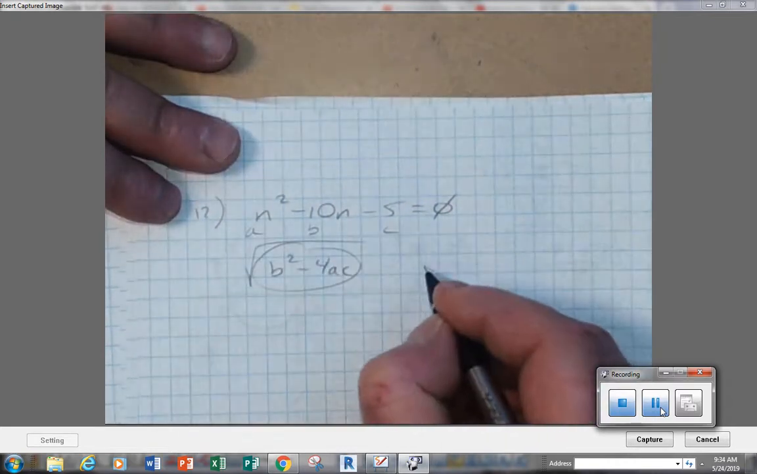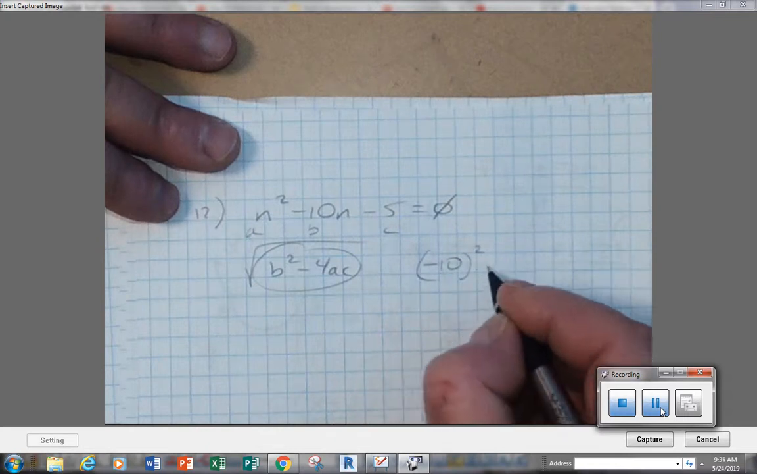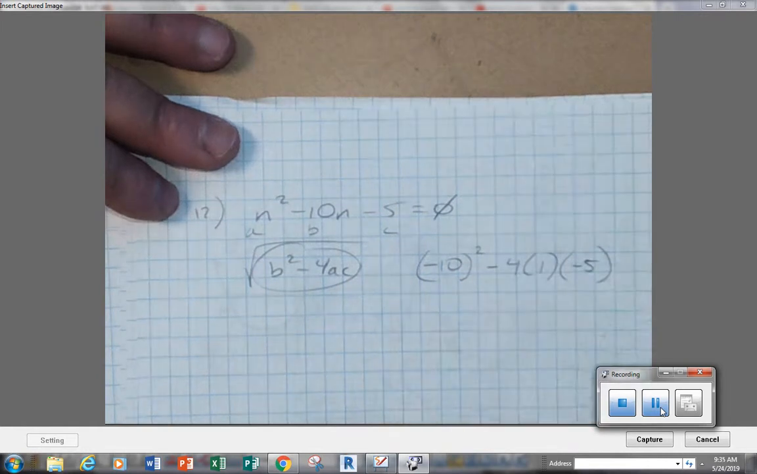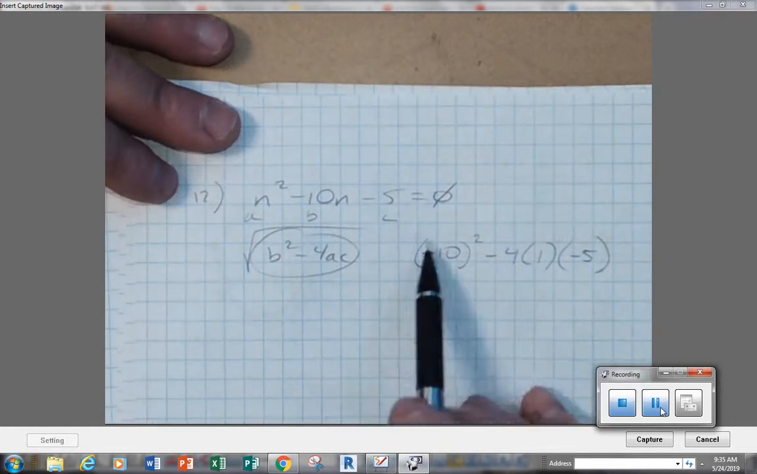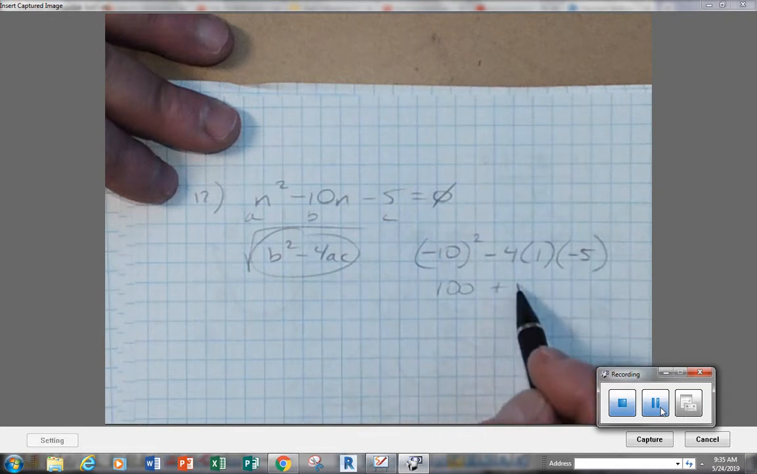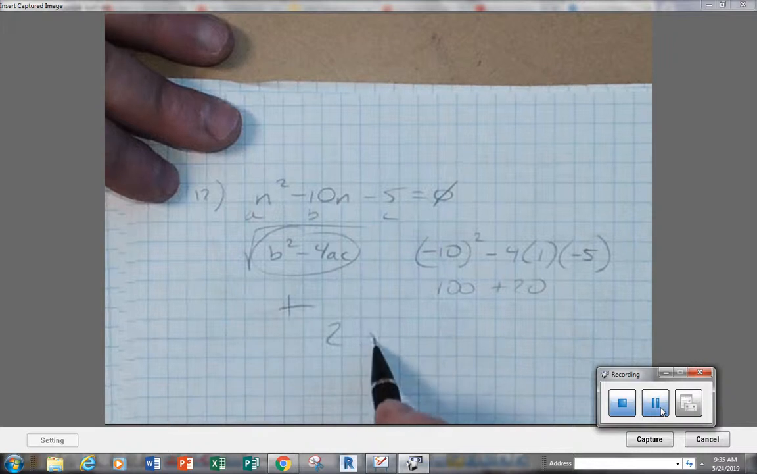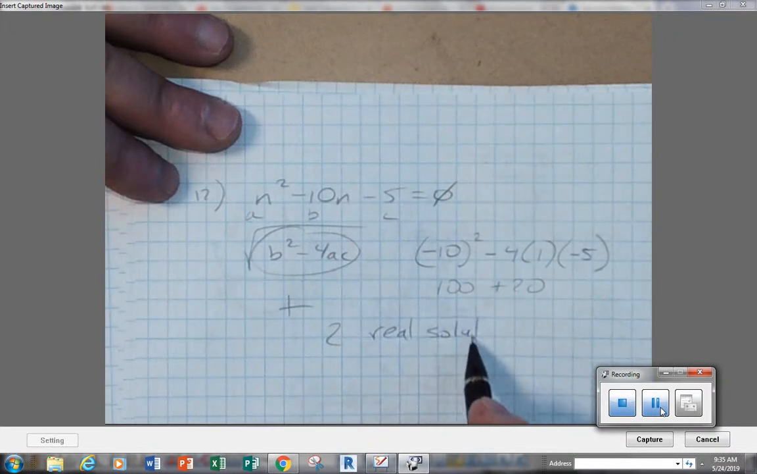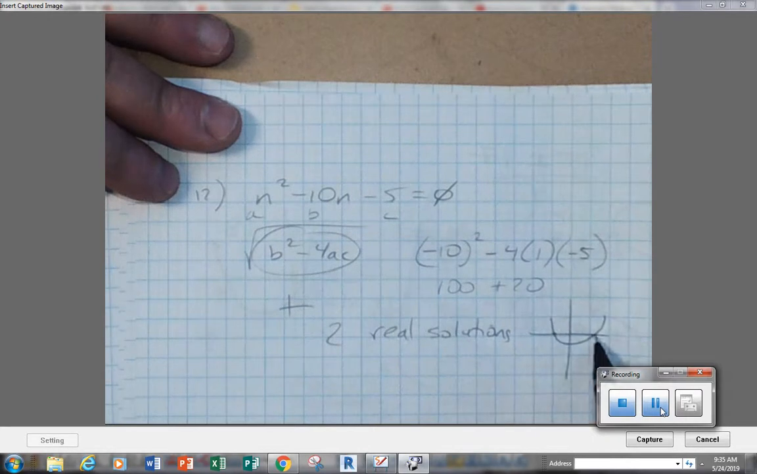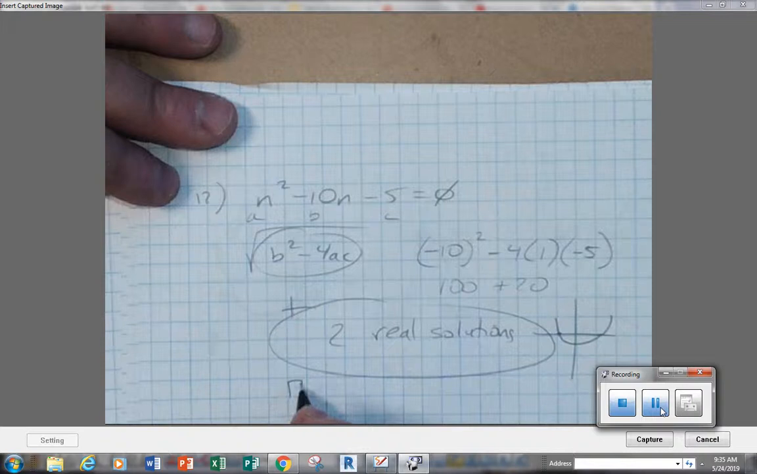It's going to be negative 10 squared, which is going to end up being positive 100, minus 4 times 1 times negative 5. And I really don't need to do any work. This is going to be positive. This right here, double negative, is going to be positive. So no matter what, I'm going to get a positive discriminant number. 2 real solutions, which means 2 roots, which means if you graphed it, touch the x-axis in 2 places. So that would be B on that one.